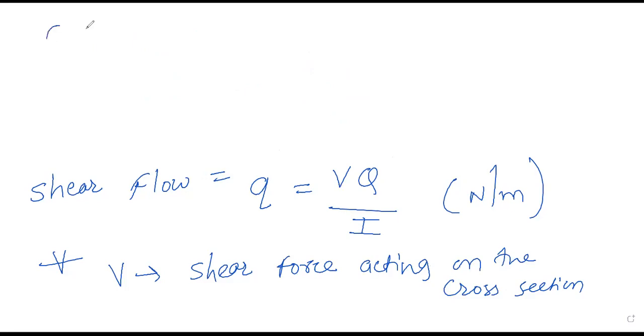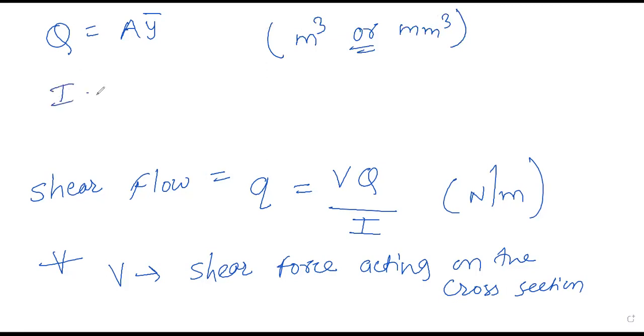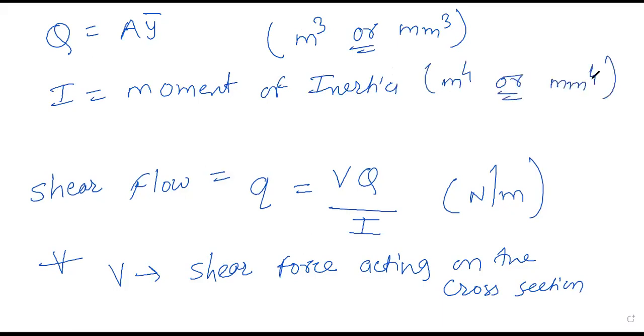Then Q is equal to A y bar, and it is nothing but the transverse shear, which has unit meter cube or mm cube. Then I is nothing but the moment of inertia, which is in mm fourth or meter fourth. So this is the formula for the shear flow.